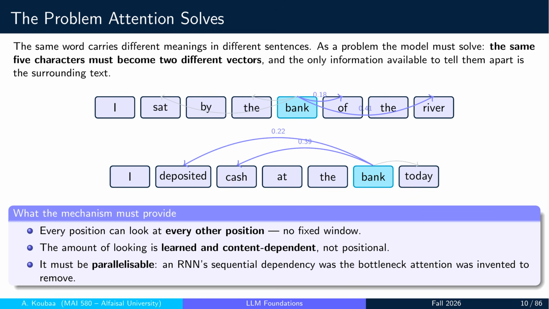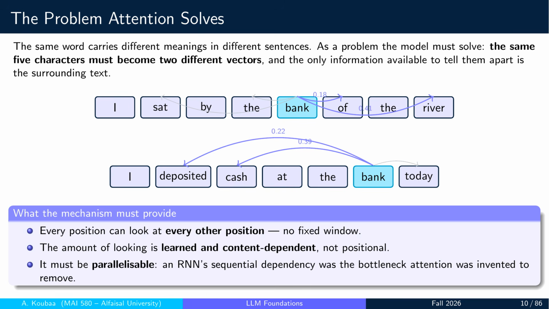State that as a problem the model must solve. The same 5 characters must become 2 different vectors, and the only information available to tell them apart is the surrounding text. In the first sentence, the useful evidence is the word river. In the second, it is deposited and cash. Notice that this evidence is not at a fixed distance from the word bank. So what must the mechanism provide?